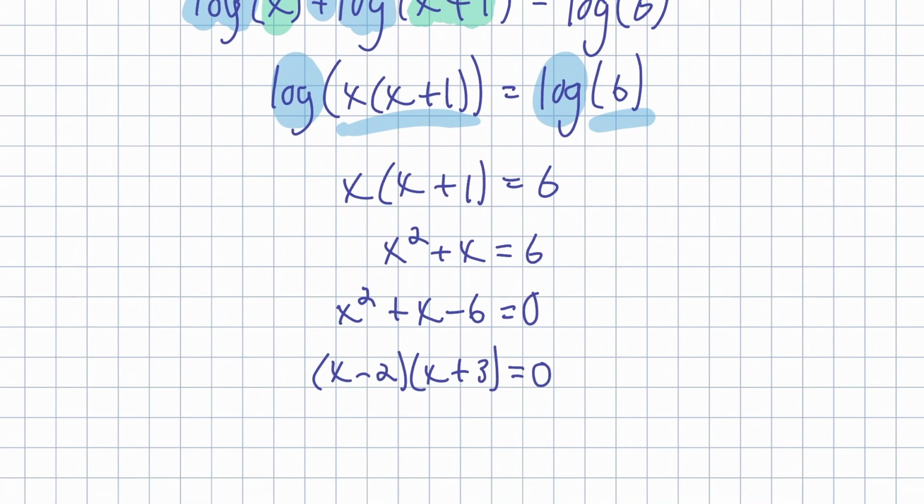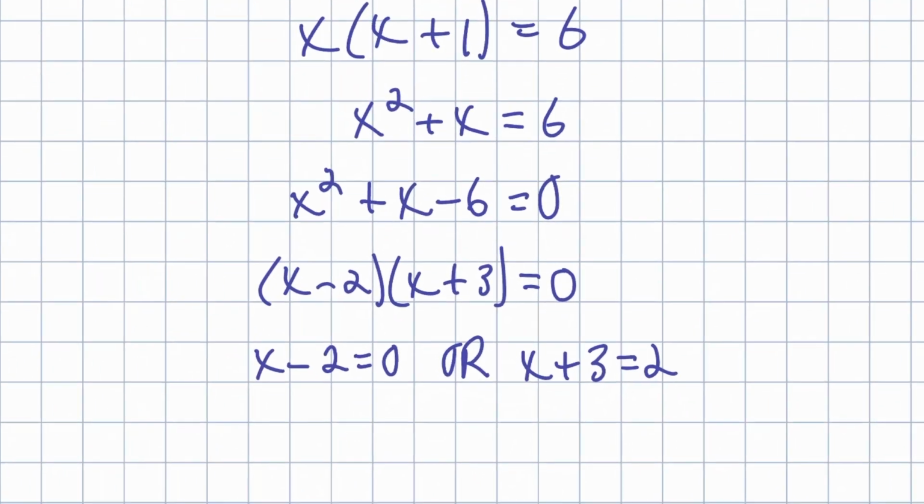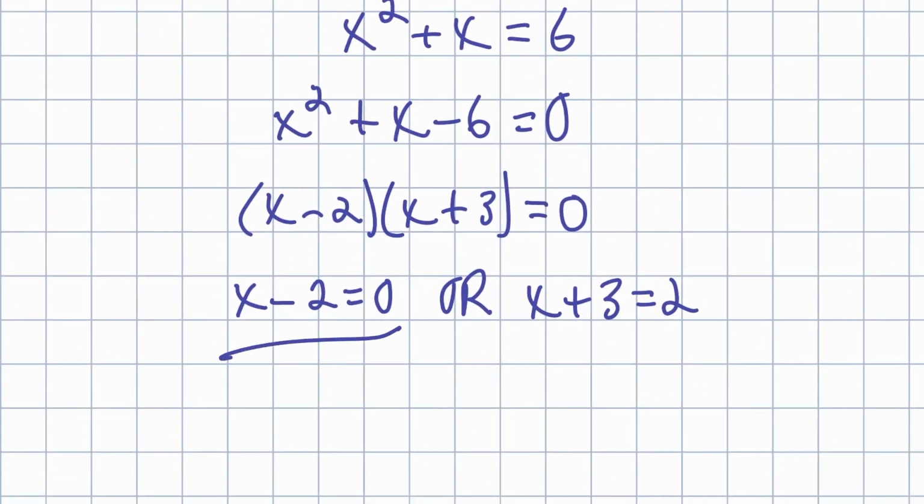And again, if you need help with factoring, office hours. So then x minus 2 equals 0, or x plus 3 equals 0. Okay, and then you solve each equation separately. So for this one, I'll add 2 to both sides. And then for this one, I'll subtract 3. That's supposed to be 0, sorry. Okay, on this one, then we'll subtract 3 on both sides. Okay, so we get 2 numbers. We get x equals 2 and x equals negative 3.